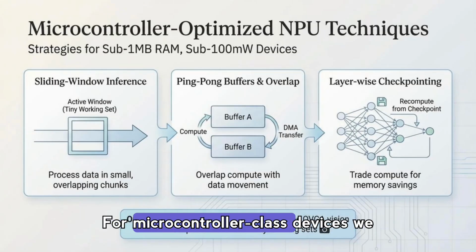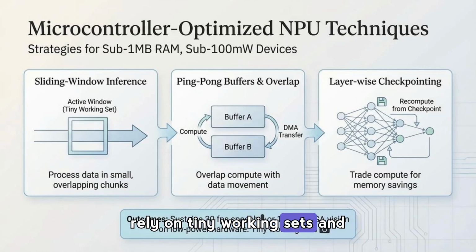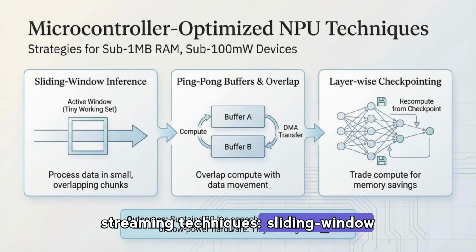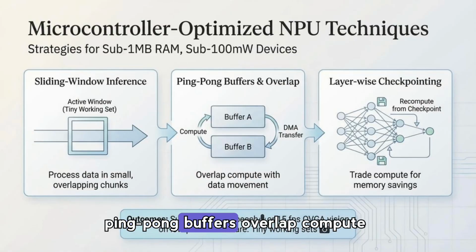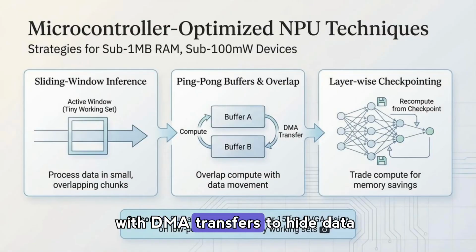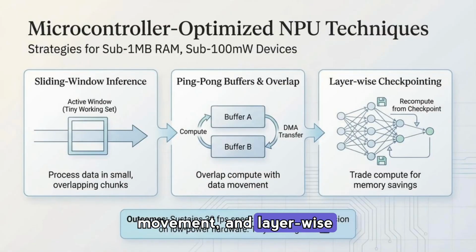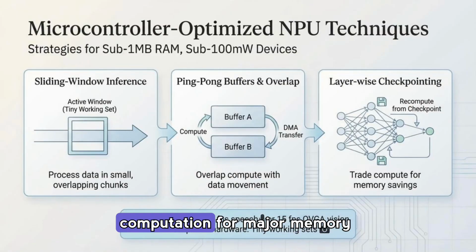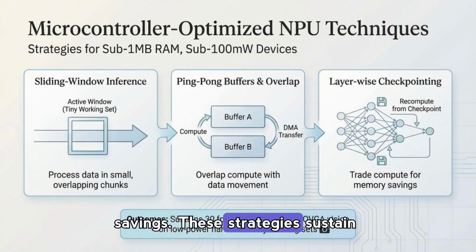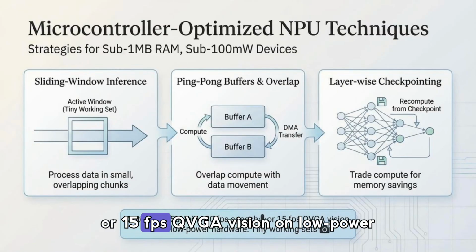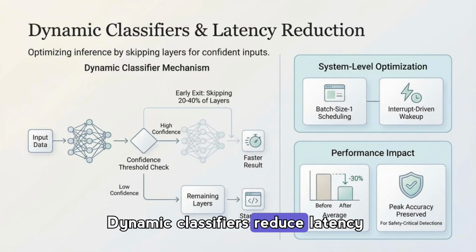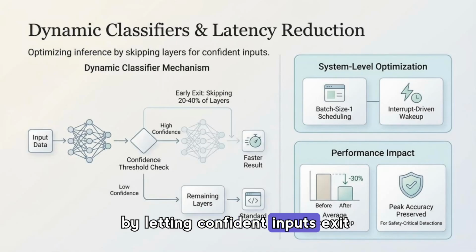For microcontroller class devices, we rely on tiny working sets and streaming techniques. Sliding window inference processes overlapping chunks to fit memory constraints, ping-pong buffers overlap compute with DMA transfers to hide data movement, and layer-wise checkpointing trades extra computation for major memory savings. These strategies sustain real-time results like 30 frames per second speech or 15 frames per second QVGA vision on low-power hardware.